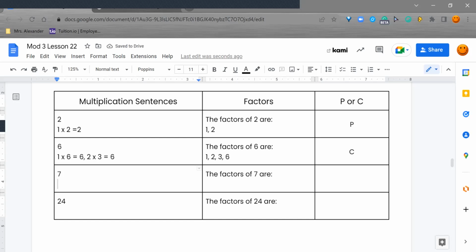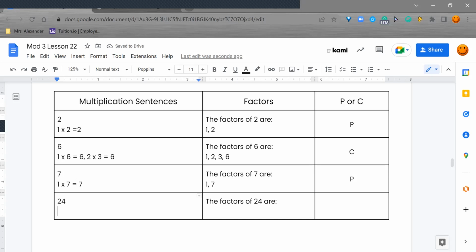Let's go look at 7. I'm going to do 1 times 7 equals 7. Can 2 go into it? Well, I'm looking at 7. It's not even, so 2 can't go into it. 3? If I add the digits, I can't pull out a 3. Can 4 go into it? No. Can 5? No, because it doesn't end in 5 or 0. 6 can't go into it because 2 and 3 don't go into it. And then we're back at 7. So look at what we just found. Our factors are 1 and 7, which means we are prime.